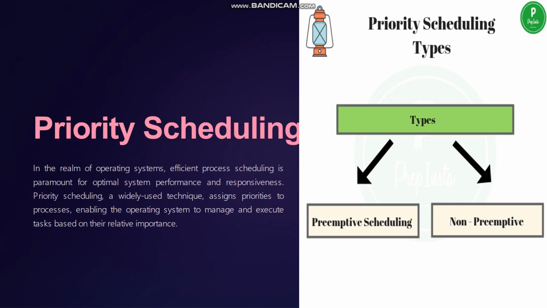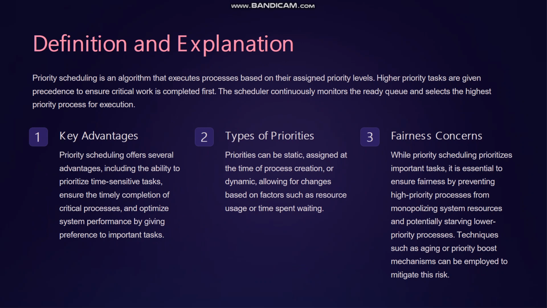Priority scheduling. In the realm of operating systems, efficient process scheduling is paramount for optimal system performance and responsiveness. Priority scheduling, a widely used technique, assigns priorities to processes, enabling the operating system to manage and execute tasks based on their relative importance.